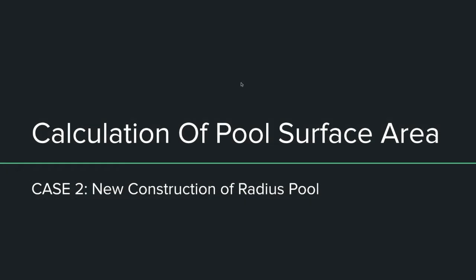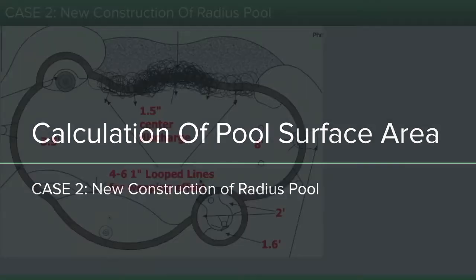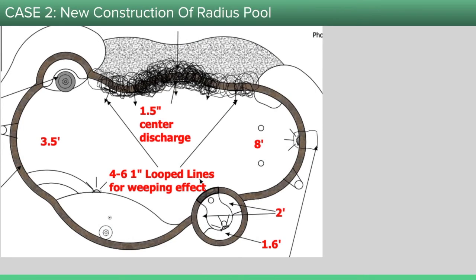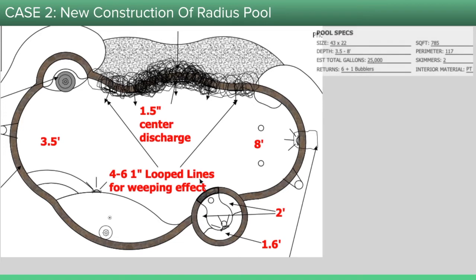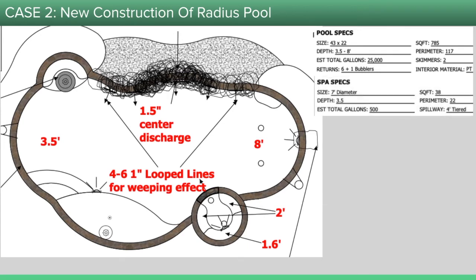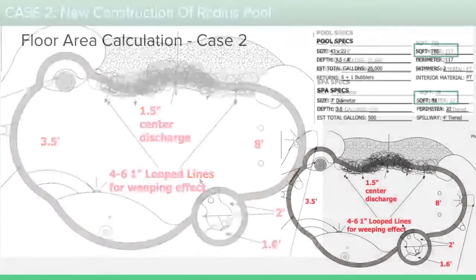Moving on to case number 2, a new construction of a radius pool. Here's what that pool looks like. Here are the pool specs given to us. This one also has a spa, so there are some spa specs as well. The numbers we're interested in again are the areas, the depth, and the perimeter. Depth, perimeter, area. Okay, let's move on.